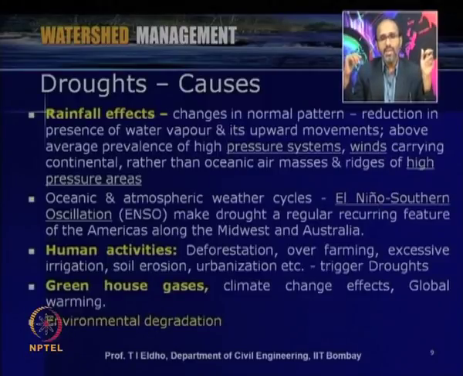Then as we already discussed, the climate change effects like the increase in greenhouse gases, climate change and global warming are also causes of droughts. So generally we can say that all these effects amount to environmental degradation. This environmental degradation leads to short term or long term droughts when we critically analyze the drought situation in many locations all over the world. So now, with this background, let us look into the classification of droughts.